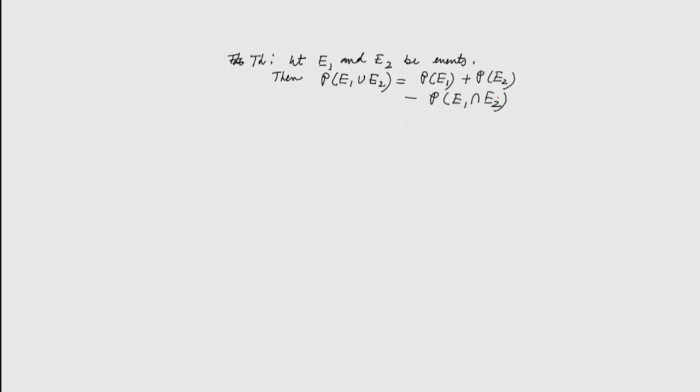Let E1 and E2 be events, then probability of E1 union E2 is equal to probability of E1 plus probability of E2 minus probability of E1 intersection E2. The proof is like this.